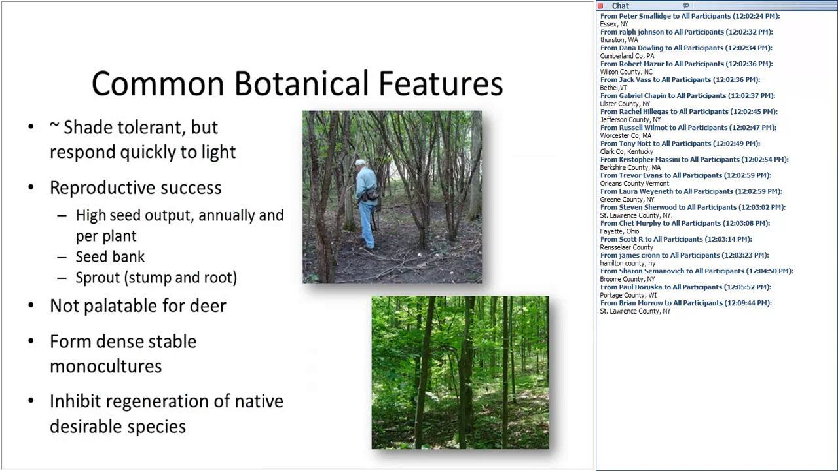Some of the common botanical features of interfering plants are that they tend to be shade tolerant, but they can respond fairly quickly to low-level increases in light. They have very high reproductive success. They have good reproduction often from seed as well as vegetatively, and vegetatively they may sprout from the stump or from the root. Some of them will form a seed bank, and some will form a seedling bank. So they're basically good at what they do. They also all share the common feature of not being palatable for deer. If they were palatable to deer, then they wouldn't be there.